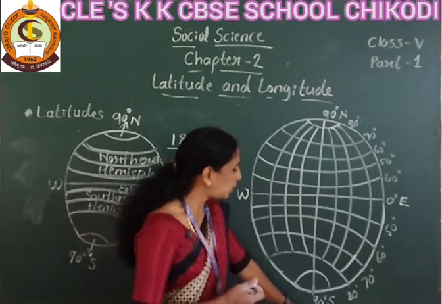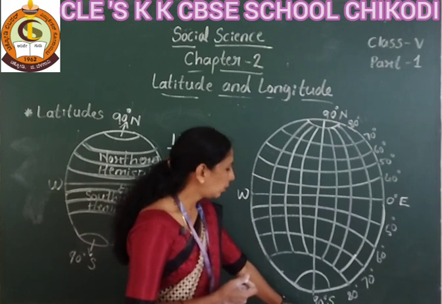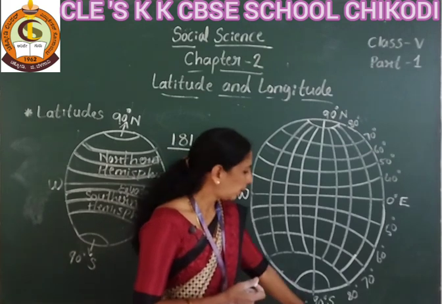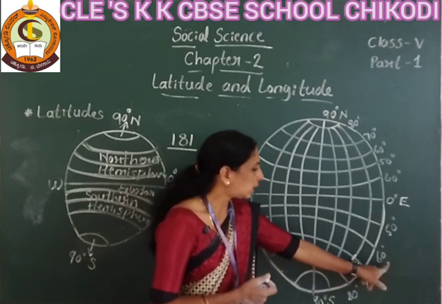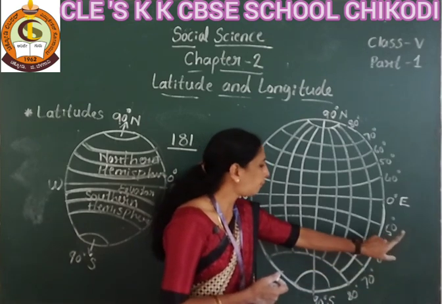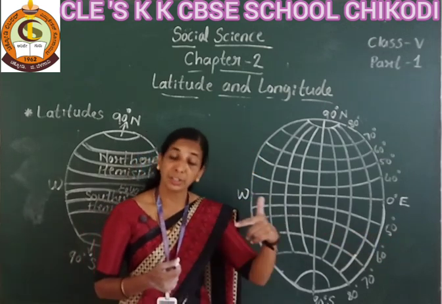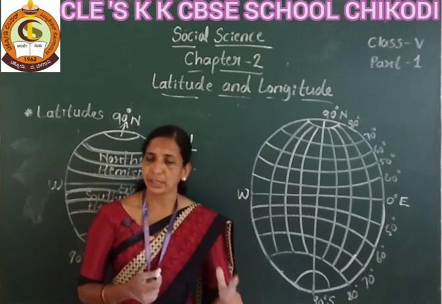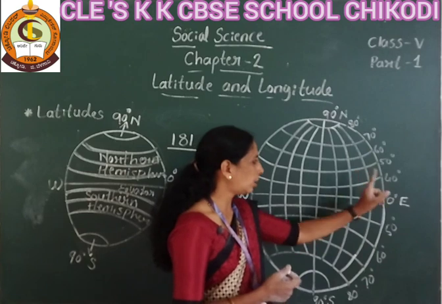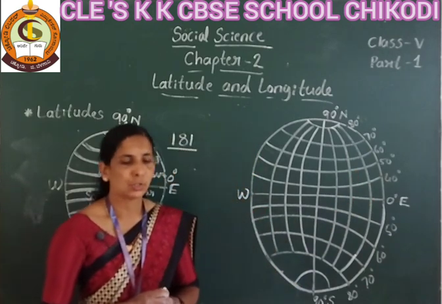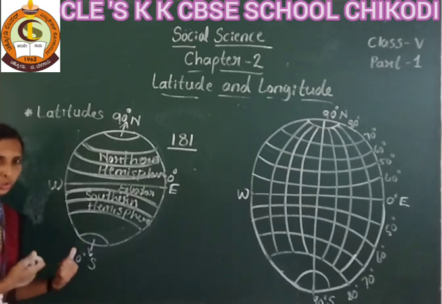And for the south, how do we read that? 90 degrees south, 80 degrees south, 70, 60, 50, 40, 30, 20 and 10 degrees south, and afterwards 0 degree. So we have read this line. So these are the latitudes.